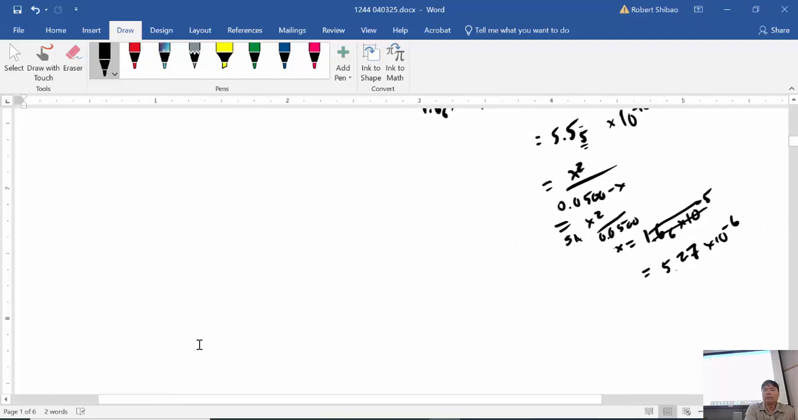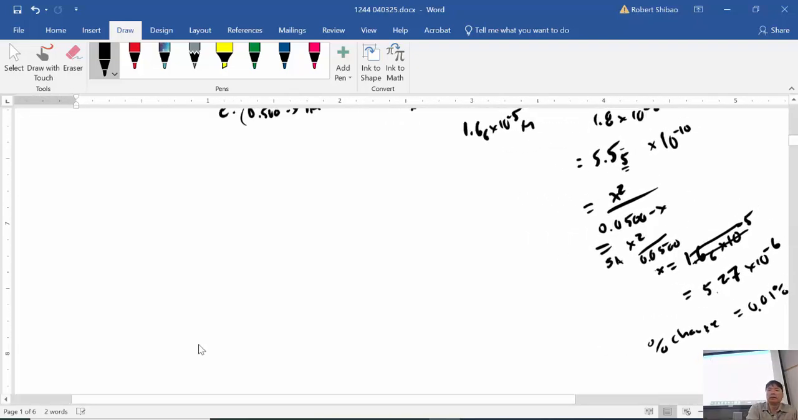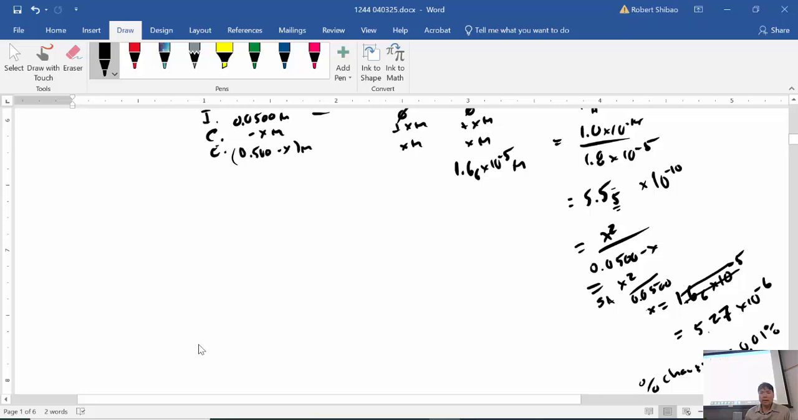Okay, well, number one, the percent change is going to be very small. I might as well calculate it. Percent change is this divided by 0.05 times 100. 0.01%. And so the small x approximation was no problem here. But now I have to worry, it's 5.27 times 10 to the minus 6.